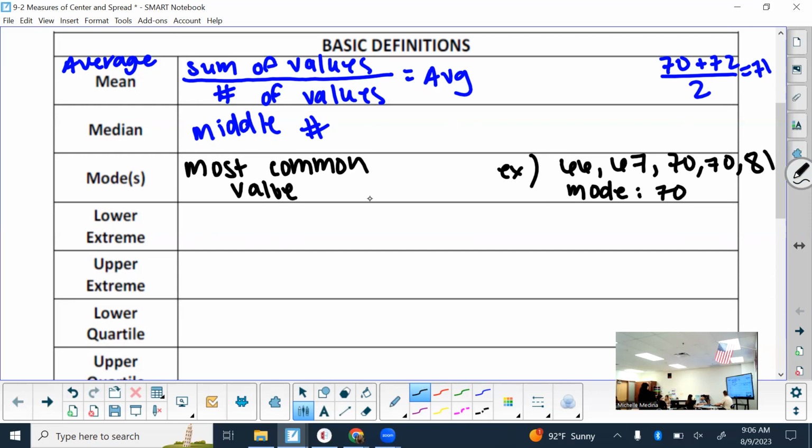Could there be more than one mode? Yes, like if I decided to add to this data set another 66, then now my modes are 70 and 66 if I did that. All right, so you could have more than one. And that's why there's a little extra.